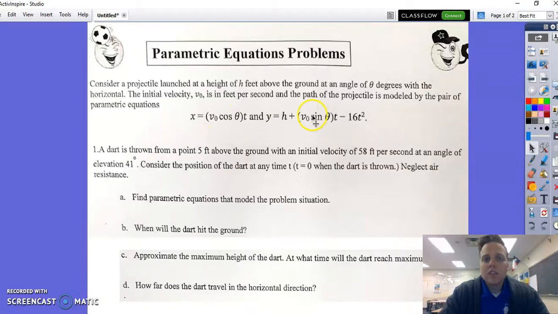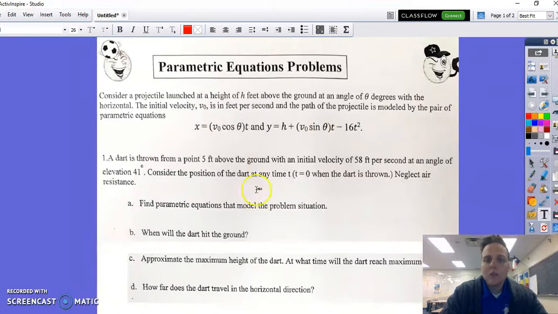If you watched yesterday's videos, you know that these are my two parametric equations. This is for the horizontal distance, this is for the vertical distance of my projectile. In problem 1, we have a dart, that's my projectile. It's thrown from a point 5 feet above the ground, so that's my starting height, with an initial velocity of 58 feet per second. That's my v naught, the v with a little subscript 0, and it just means your initial velocity, so that's 58 for this problem. At an angle of elevation of 41 degrees, so theta is 41.